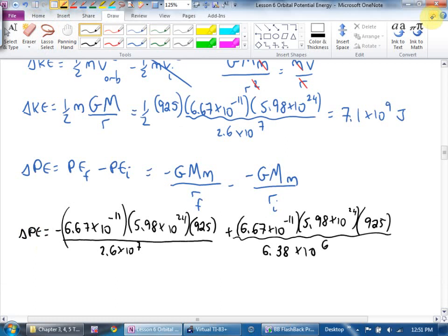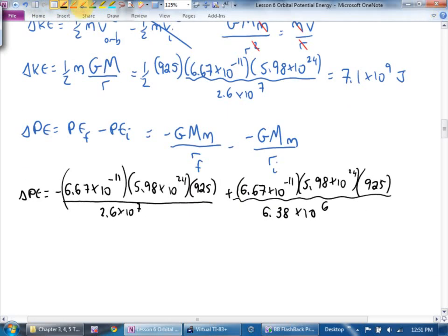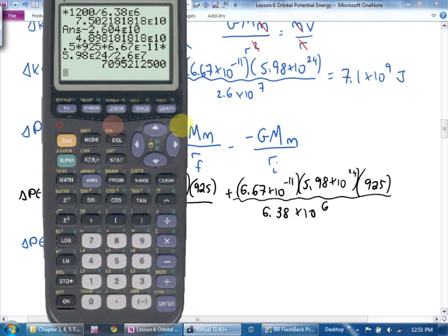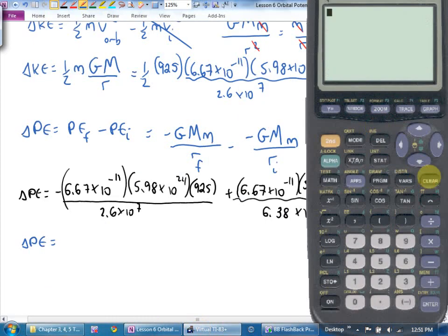The change in potential energy is equal to... Did I go on a big rant about how it's important to practice with your calculator? You guys getting the hint? These are pretty lengthy expressions. This is as long as it'll get. There'll be a couple later on in the year that are this long, but nothing much bigger than this. Negative 6.67 to the negative 11, times 5.98 times 10 to the 24th, times 925 divided by 2.6 times 10 to the 7th. That's negative 1.419 times 10 to the 10th.